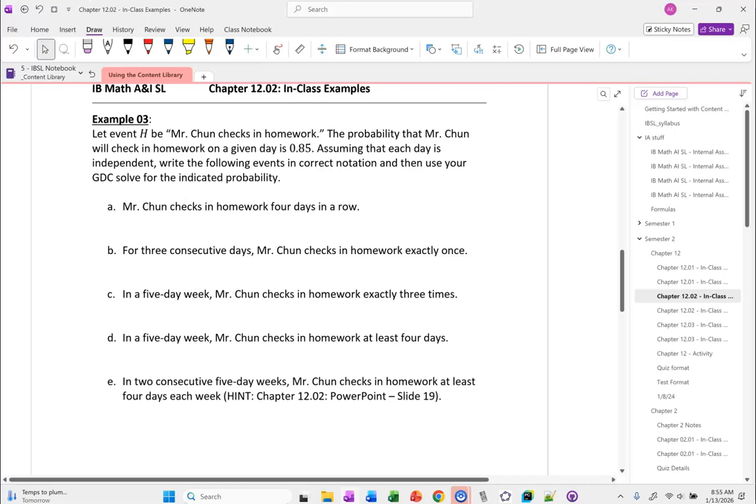All right. Let H be Mr. Chun checks in homework. The probability that Mr. Chun will check in homework on a given day is 0.85. Assuming that each day is independent, write the following events in correct notation, then use your calculator to solve the indicated probability. Mr. Chun checks in homework 4 days in a row.